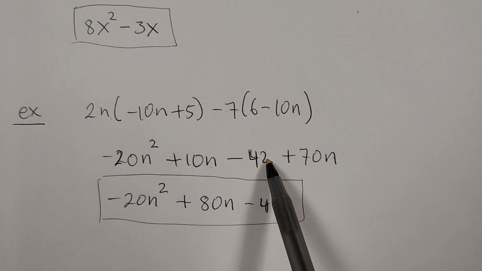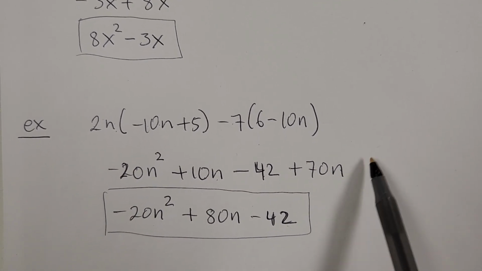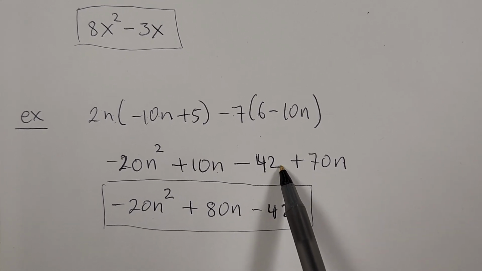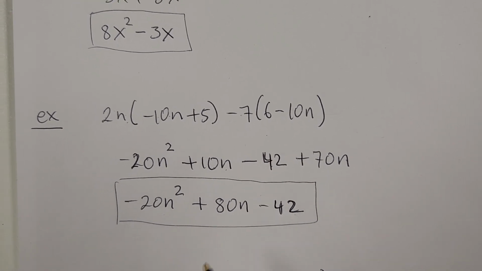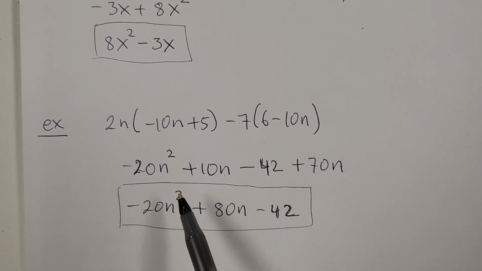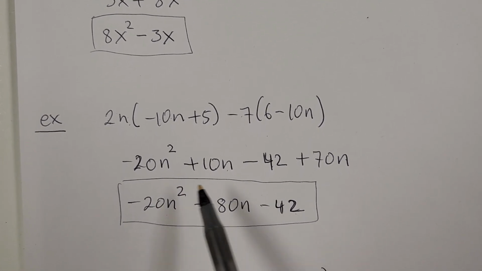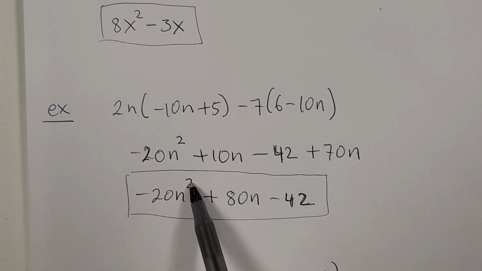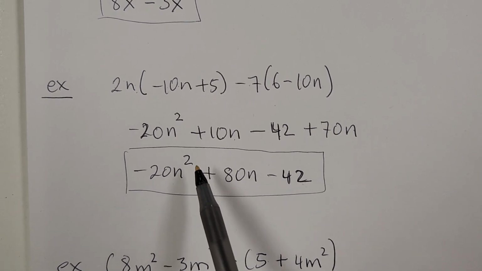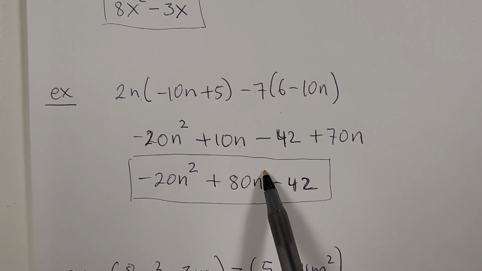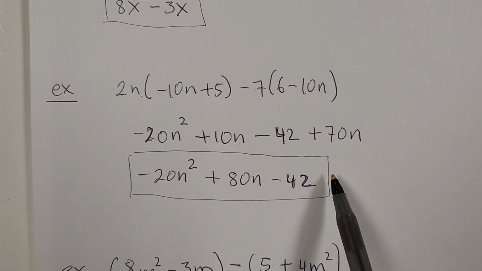Next, there's a minus 42. This one doesn't have a letter, but if you look from left to right, there's no other number without the letter n. So this is the only one, so just bring it straight down. As I said before, make sure you write your answer from biggest power down to the smallest power. In this case, 2 is the biggest power, down to the first power, and down to no letter. So make sure it is in this format.